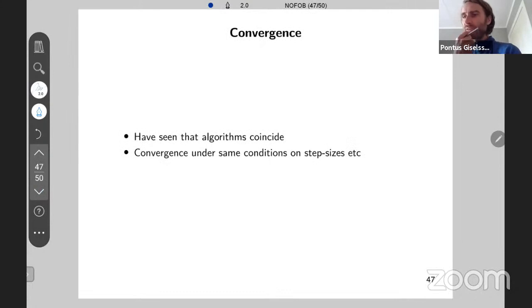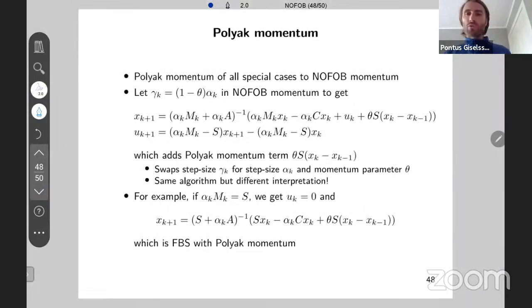All right, and we have seen that the algorithms coincide and they have convergence. Our convergence analysis gives the same conditions as the original FBF and Lipschitz papers. So I see I am over time by 1 minute, but I have my final slide here. I hope it's okay if I go over this one again. It will be quite quick.